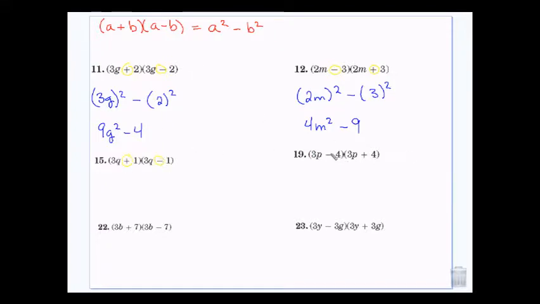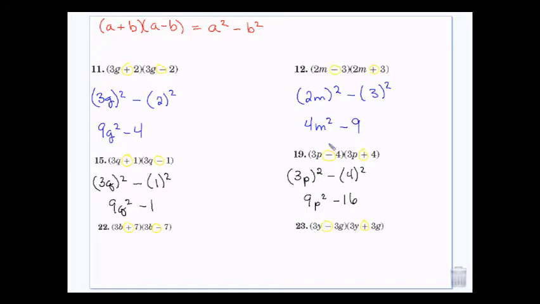And all of these will follow that same pattern, plus, minus, and it can be minus plus, that's okay, as long as one's positive and one's negative, but the numbers are the same. So 3q, 3q, 1, 1. So I have 3q squared minus 1 squared. So 9q squared minus 1. Here I have 3p, 3p, 4, 4. I have 1 plus and 1 minus. 3p squared minus 4 squared, so that's 9p squared minus 16.